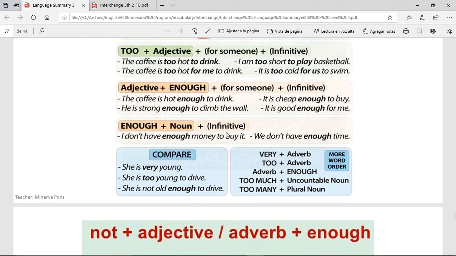Enough plus noun plus infinitive. I don't have enough money to buy it. We don't have enough time. Okay? All of these are evaluations.